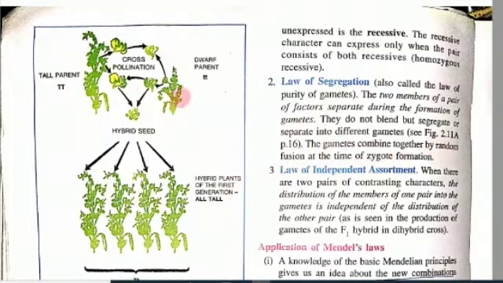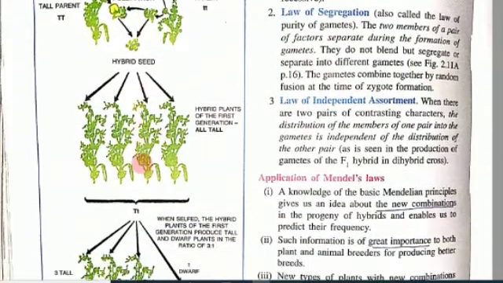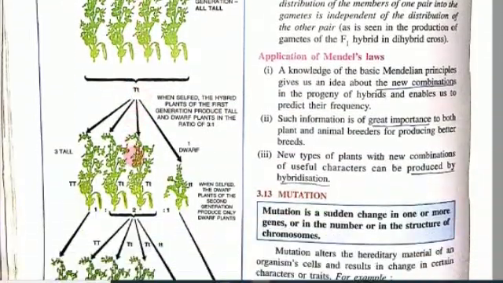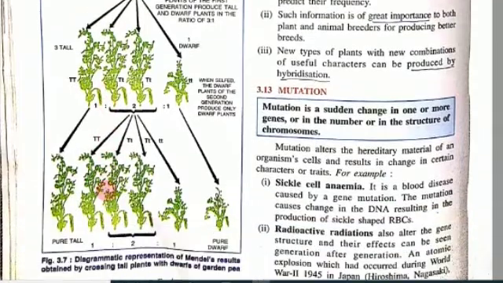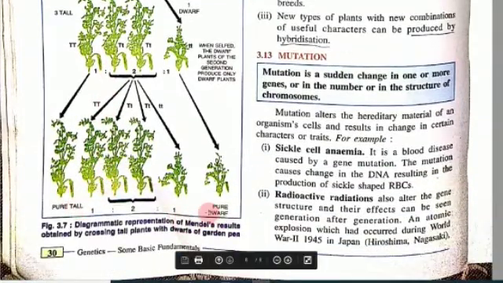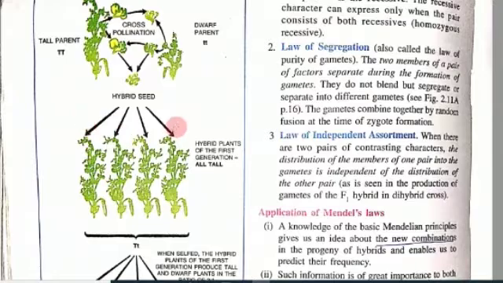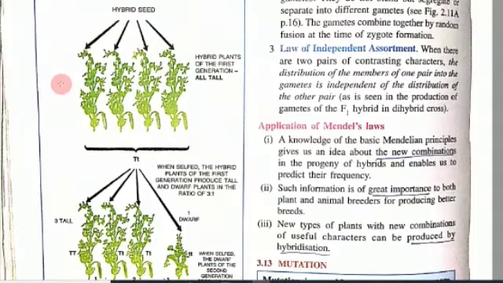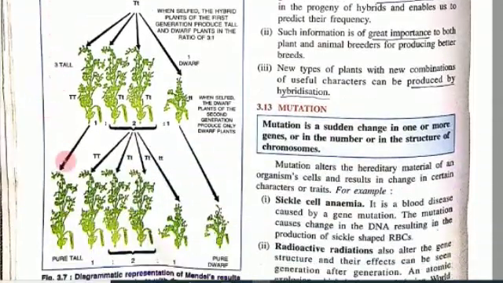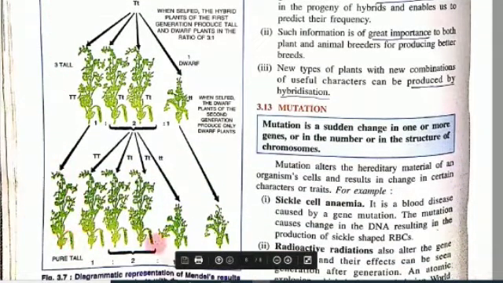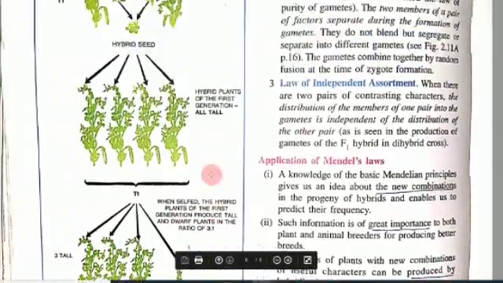So tall and dwarf are separated, but in the F1 and F2 generations they appear again, though the ratio and numbers vary. We are using one pair of tall and dwarf plants, two plants, but in the F2 generation we get four offspring: three tall and one recessive. This is the law of segregation.